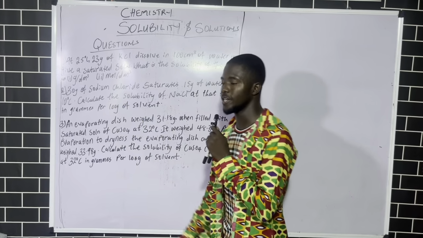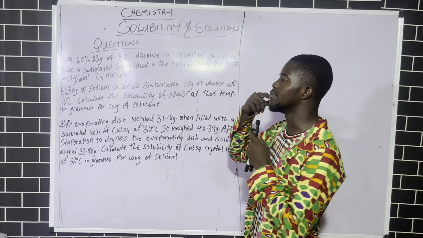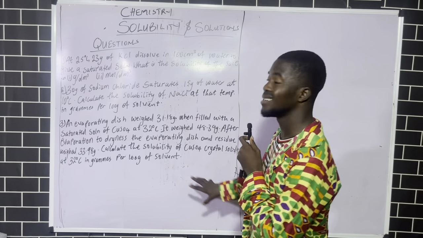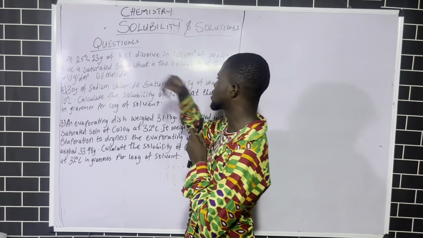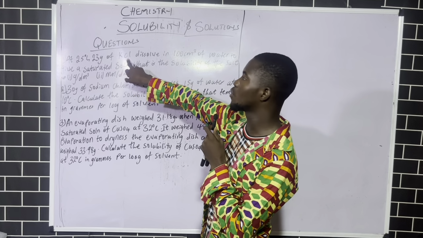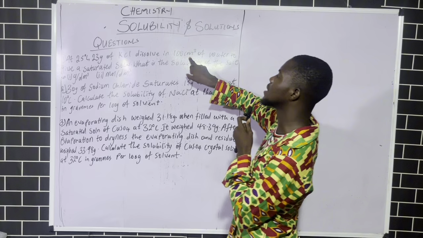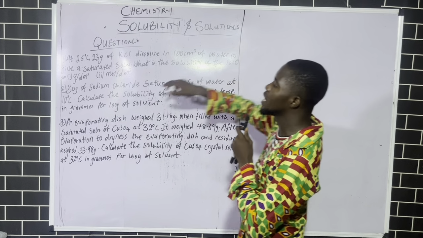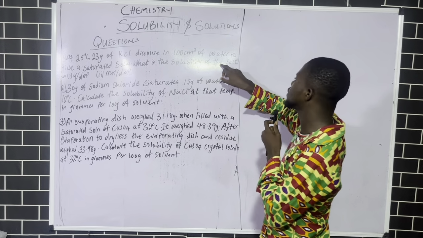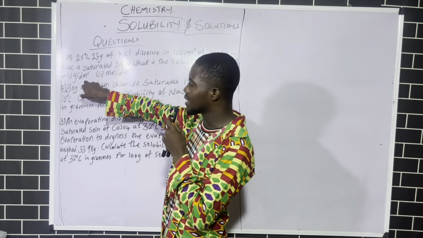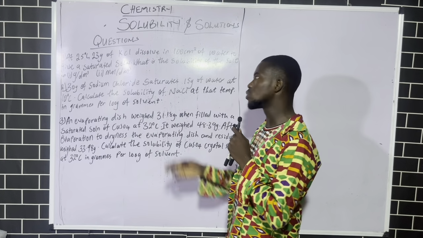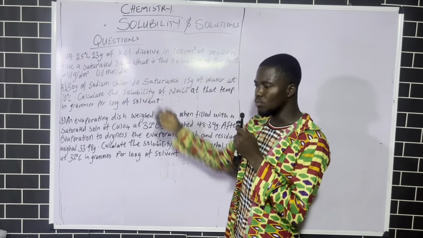Let's look at the first set of questions. These are both JAMB-like or extremely likely questions that you can find. Look at the first question. It said at 25 degrees Celsius, 23 grams of potassium chloride dissolve in 100 centimeter cube of water to give a saturated solution. What is the solubility of the salt in gram per dm cube and in mole per dm cube?